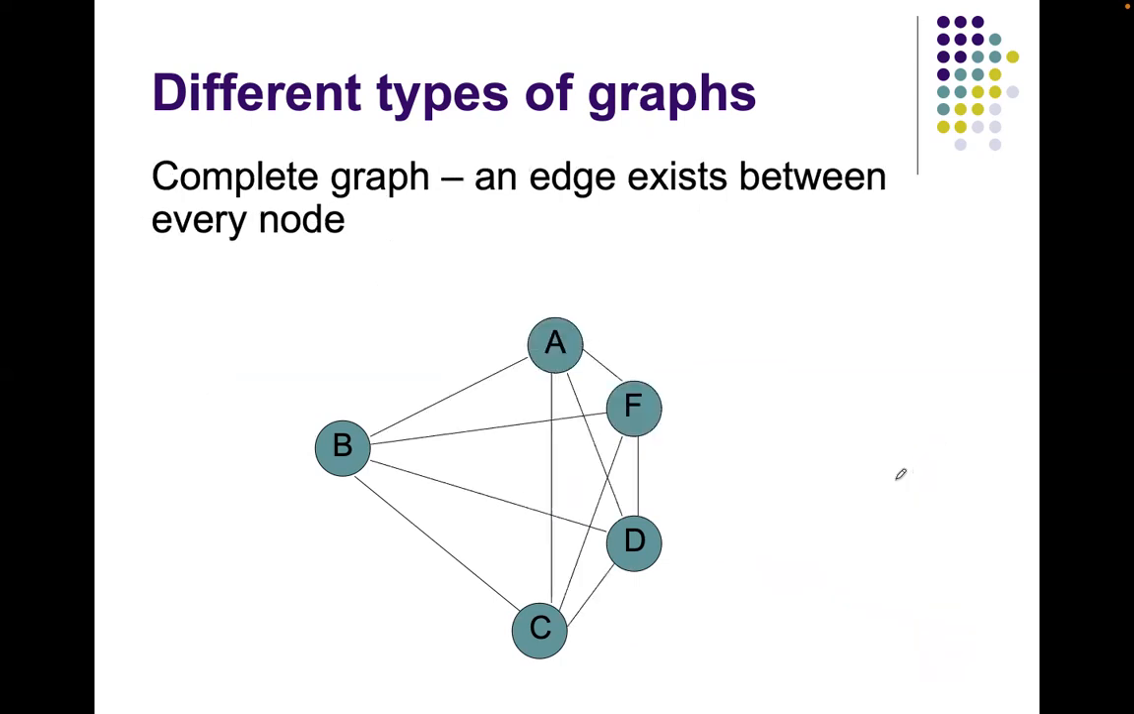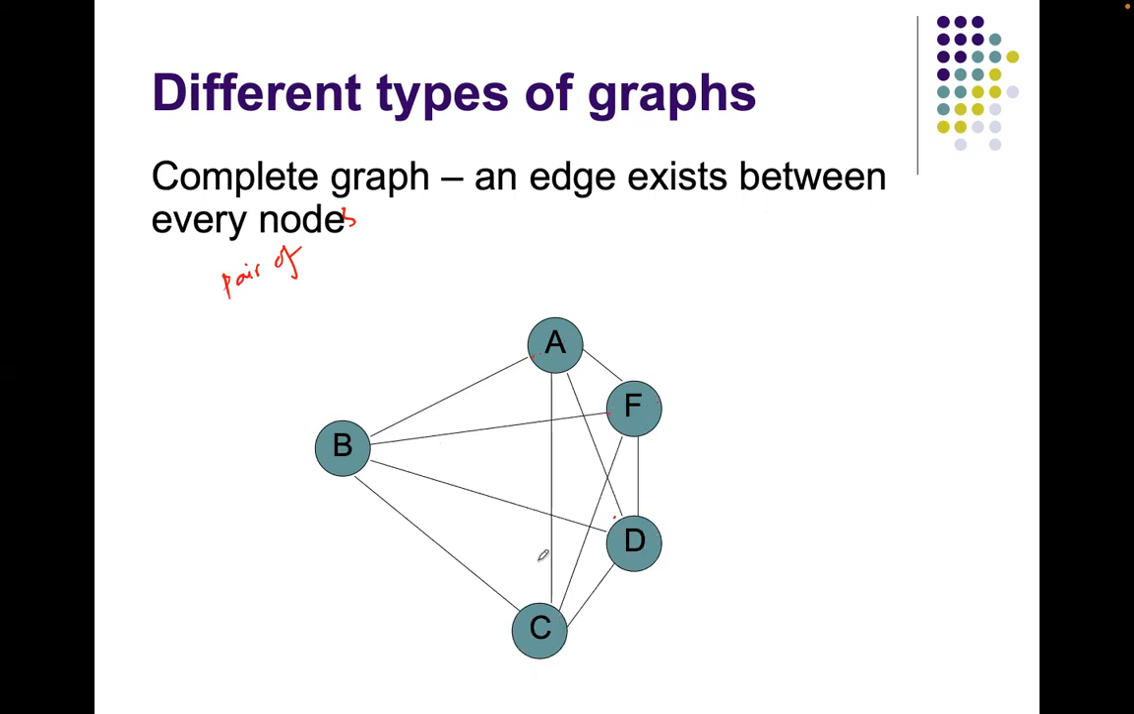Okay. So another type of graph is known as a complete graph. A complete graph means a graph where an edge exists between every pair of nodes. So it means each node is connected with every other node. For example, here in this graph, you can see that we have only 5 nodes, and every node is connected with each other. So A is connected with B, C, D, and F. F is connected with B, A, D, and C.